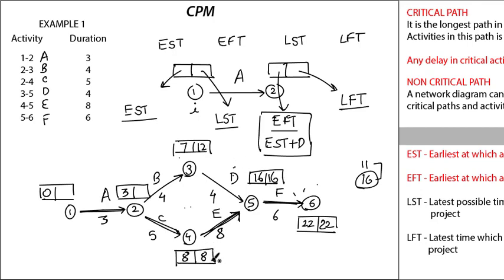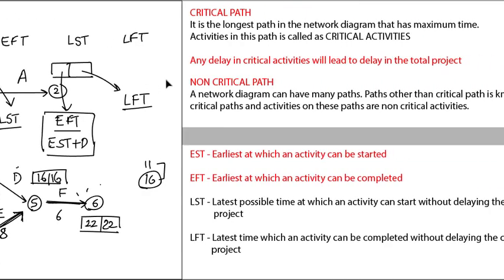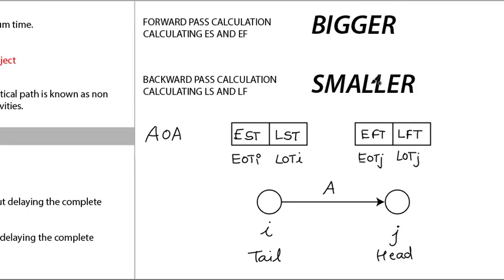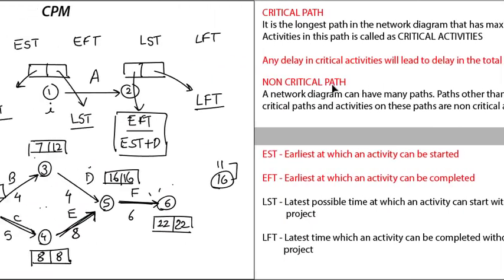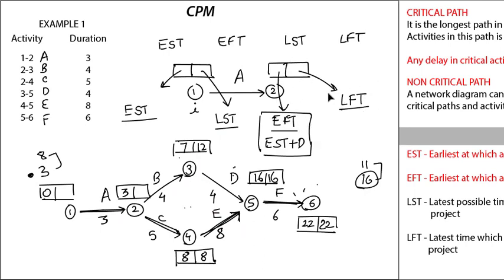Now see, coming towards node 2, there are two activities coming backward, from 3 to 2 and 4 to 2. So now 12 minus 4 will give me 8, while 8 minus 5 will give me 3. So in backward pass calculation we choose the smaller number, right? So here it will be 3. And 3 minus 3 will give me 0. This is how you calculate EST, EFT, LST and LFT.